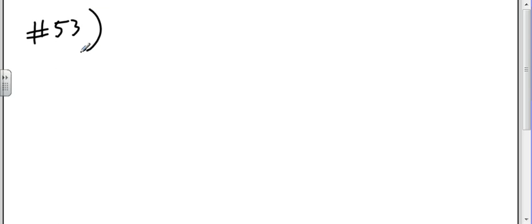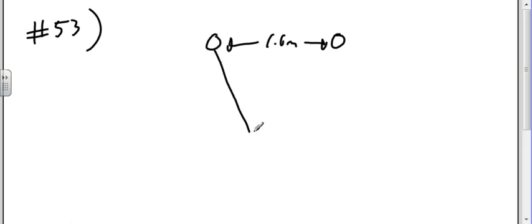Number 53 is next. 53, 2 loudspeakers. Loudspeaker 1, loudspeaker 2, 1.6 meters apart. A person stands 3 meters from 1. Okay, so I'm standing this way, and I'm 3 meters, and then that way is 3.5 meters. What is the lowest frequency at which destructive interference will occur at this point if the speakers are in phase?